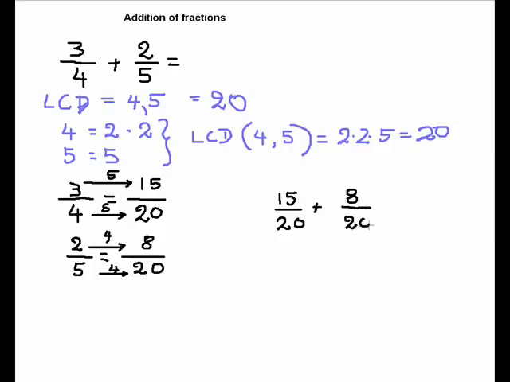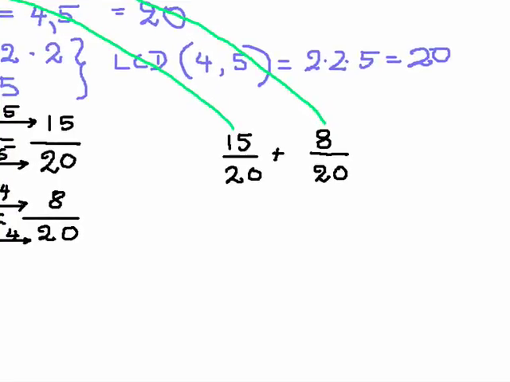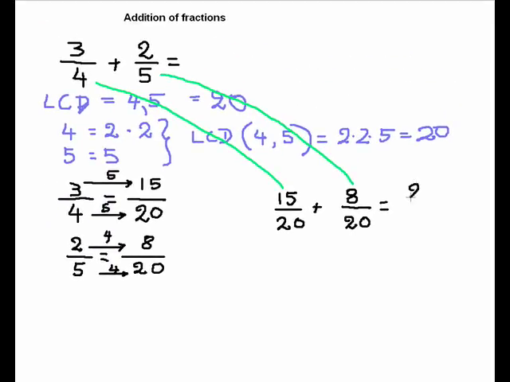So now we have two fractions that are equivalent to the initial fractions. This is what I want you to really see here: the 15 over 20 is equivalent to 3 over 4 and 8 over 20 is equivalent to 2 over 5. Nothing really changed, since the fractions are exactly the same. They are equivalent. We add them up and the result is 23 over 20.